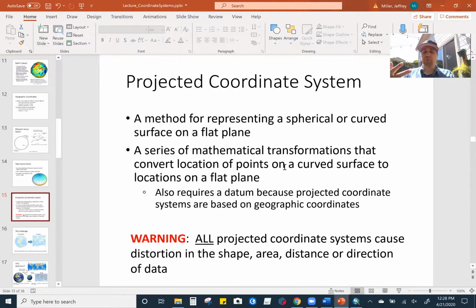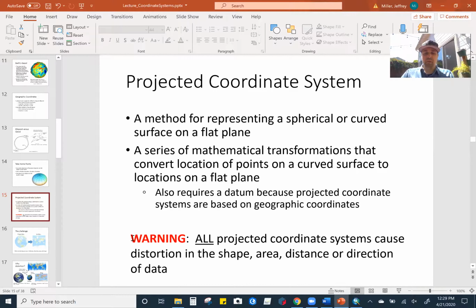Also, this is going to require a new datum, okay? Because projected coordinate systems are technically referenced from geographic coordinate systems, but now think about that for a second. The datum is not in the exact same place it used to be.